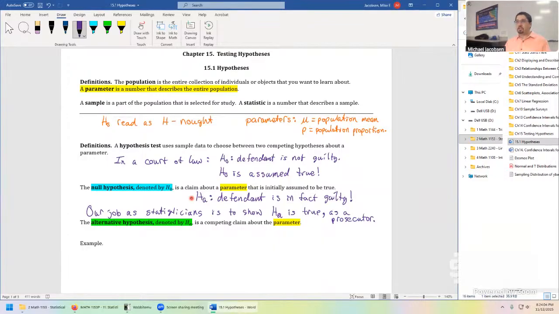What will the actual prosecutor do? They'll use all sorts of evidence. Some of it might be witnesses. Some of it might be forensic. It could be hair samples, DNA samples, blood samples, fingerprint samples, all sorts of things can be mustered together. But as statisticians, what we'll use as evidence is sample data. So this is what hypothesis testing is all about.